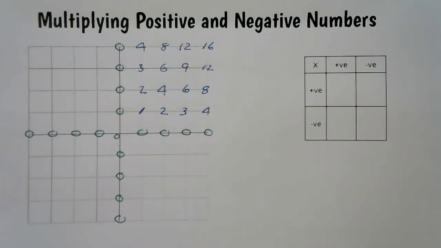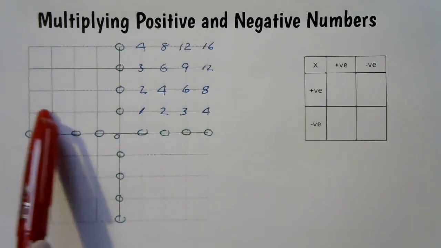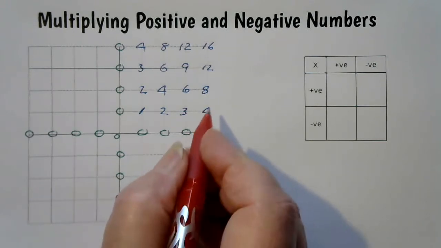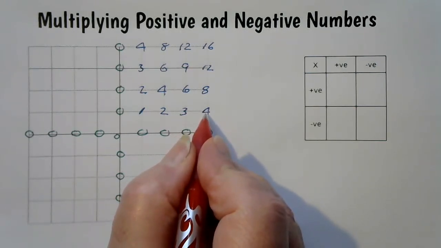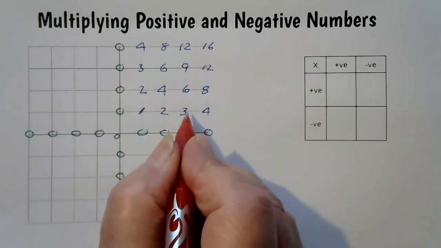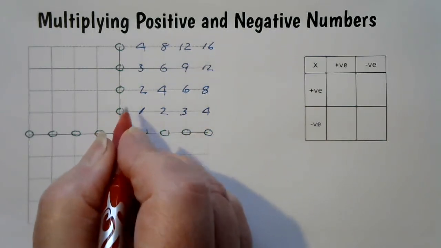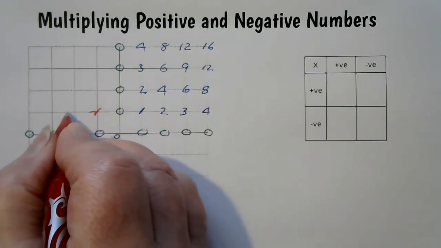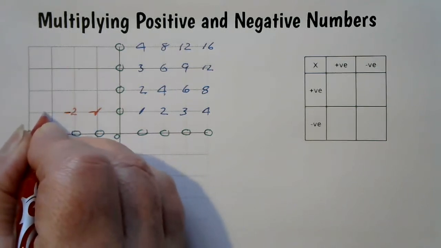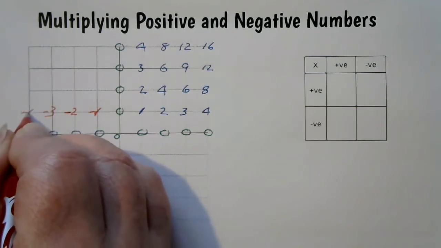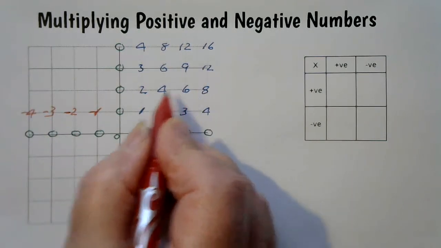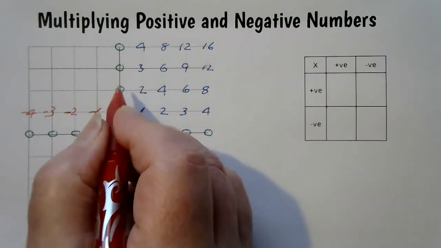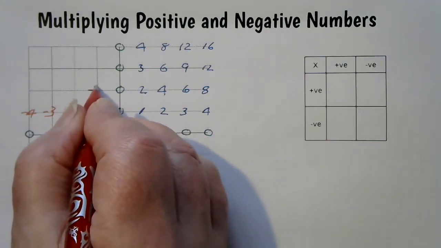Right, now I'm going to fill in this quadrant here, and this is how I'm going to do it. I'm going to start at 4 and count backward in ones. 4, 3, 2, 1, 0. This must be negative 1. Go back another one, got negative 2, negative 3, negative 4. Here I'm going down in twos. 8, 6, 4, 2, 0. This must be negative 2.